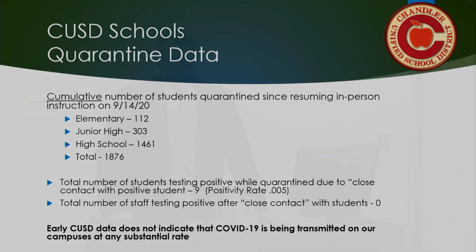Now let's take a look at our quarantine data. Obviously, as we have positive cases on our campus, that doesn't just affect the student that's positive, it affects those students with whom they come into close contact. So we wanted to provide some information again on the cumulative numbers of students that have been quarantined since we resumed in-person instruction on September 14th. We have 112 students at the elementary level, 303 at the junior high level, and 1,461 at the high school level, for a total of 1,876 students, as of today, who we have needed to quarantine due to their close contact exposure with students that were positive.